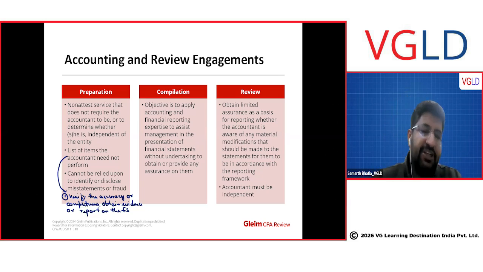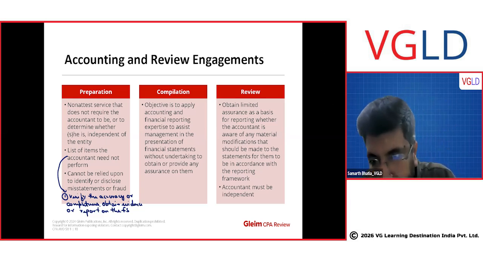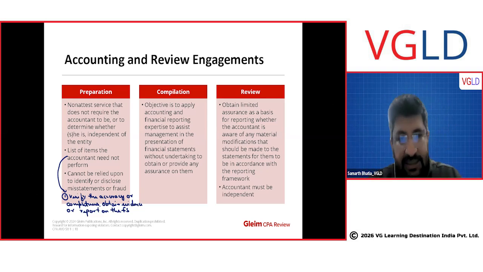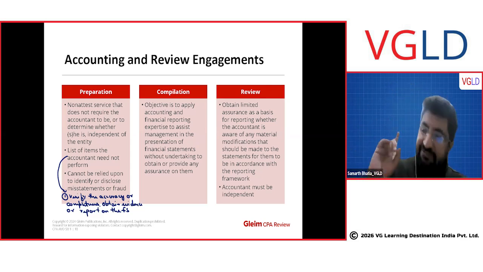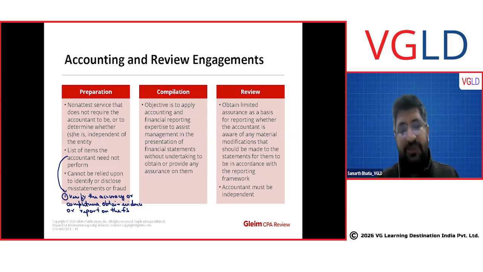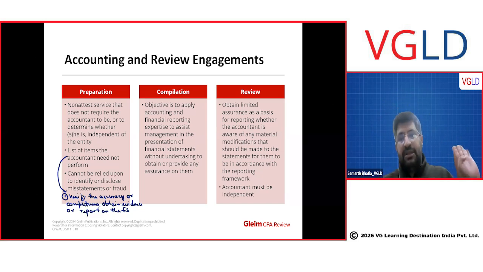The objective is to apply accounting and financial reporting expertise to assist the management in the presentation of financial statements without undertaking to obtain or provide any assurance on them. We are not providing any assurance or any opinion on the financials. That's it. We are just using our expertise and assisting the management in how they can present their financial statements. This is all we are doing. But for compilation, we need to be independent. If we are not independent, we can't do the compilation work, unless we disclose that we are not independent. If we disclose it, that's fine. It's allowed.